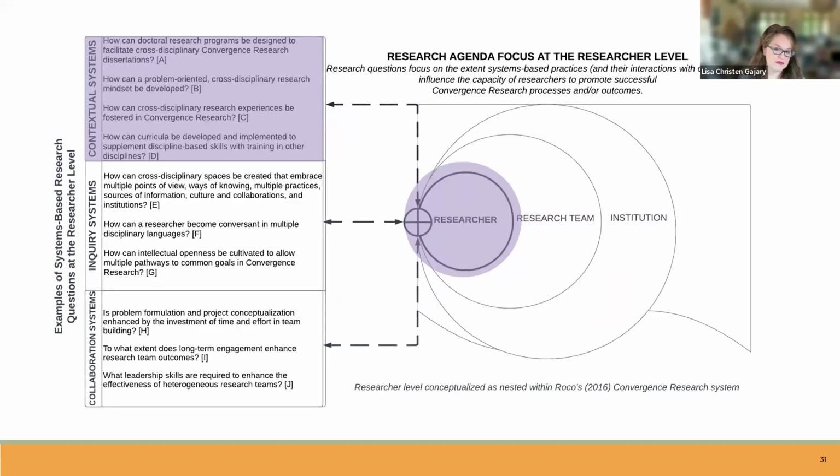And finally, looking at an agenda on a researcher level, who's engaged within convergence research, is thinking about how researchers come into convergence research and what, for example, doctoral research programs can be designed to do when they're targeting that individual researcher as a potential candidate for convergence research. So these are exemplar questions that emerge from this deep dive into a variety of different literatures about convergence research.